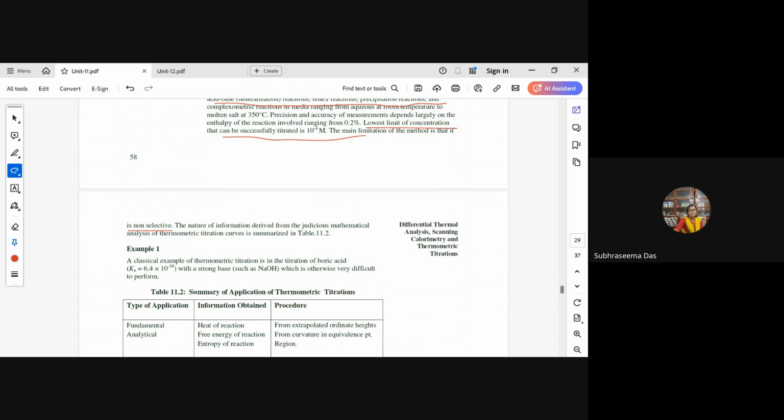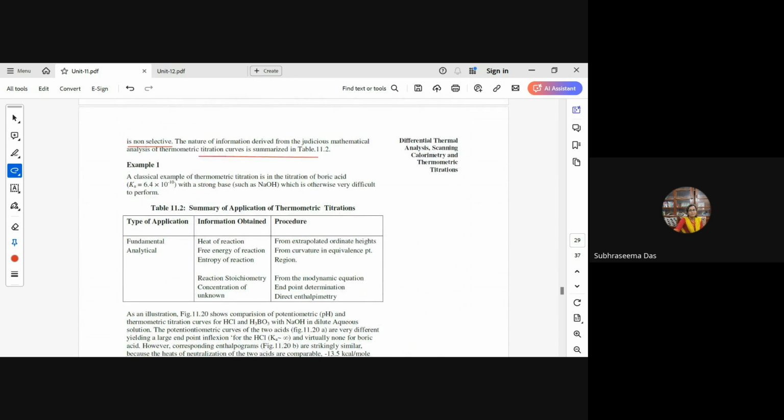The nature of information derived from the judicious mathematical analysis of titration curves is summarized here in table 11.2. If we look into table 11.2, a summary of the applications of thermometric titrations is indicated. For a normal fundamental type of titration, the heat of the reaction, free energy of the reaction, and the entropy of the reaction can be calculated from the extrapolated ordinate heights. If we want to know the reaction stoichiometry and the concentration of the unknown, they can be calculated from the dynamic equation, from endpoint determination, and direct enthalpimetry.